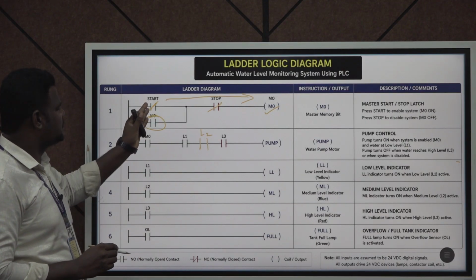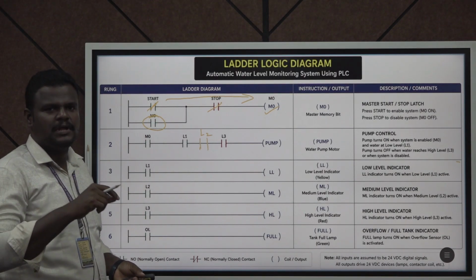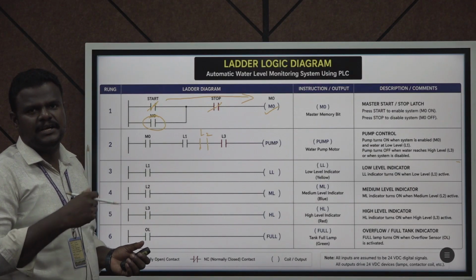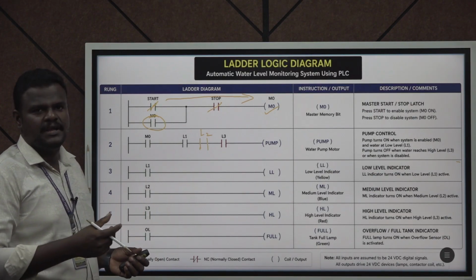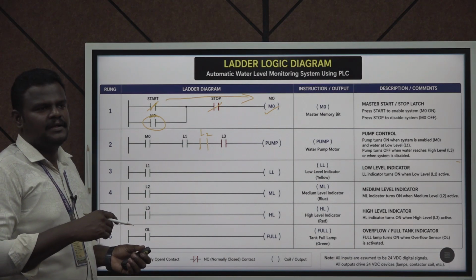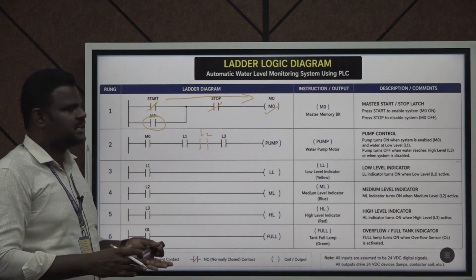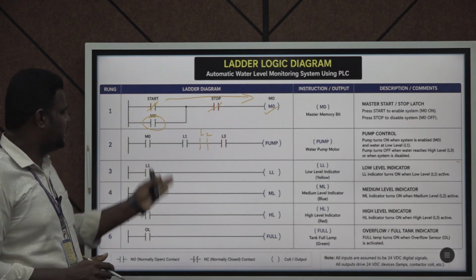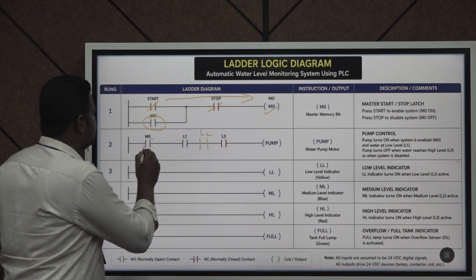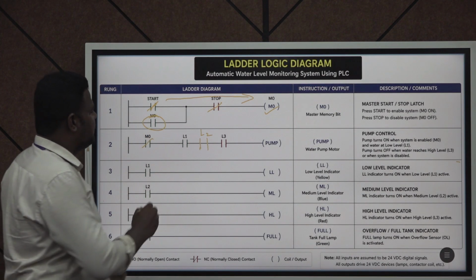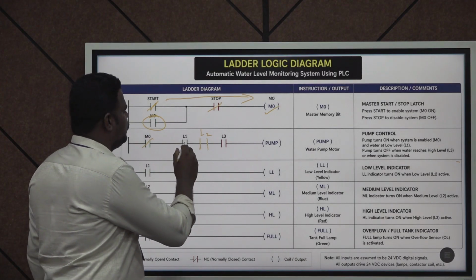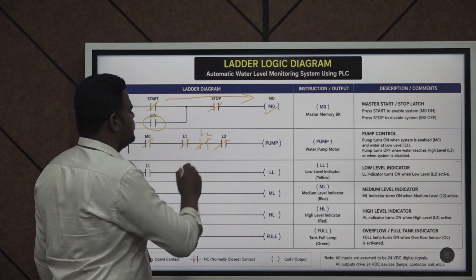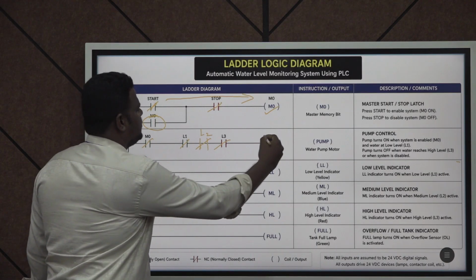Because for the start boost button we apply a momentary input. If you are releasing our hand from the start boost button, due to the spring tension, it comes back to its original position. In order to avoid the entire circuit becoming reset, here we have used the M0 contact as a latching contact. So M0 is actuated. Then the L1, L2, L3 sensors are in NC contact, so that the pump will get turned on.